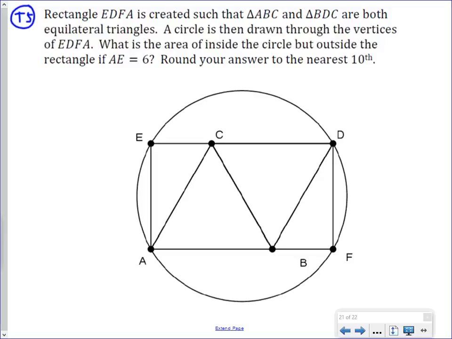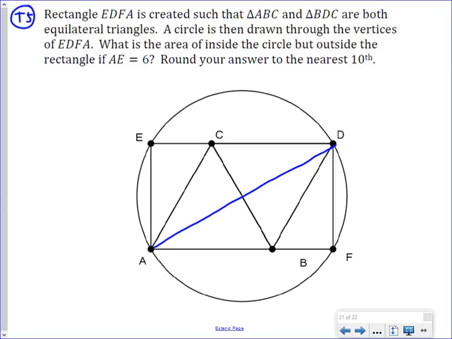The problem is target number 5 for this 2016 Sycamore Math Invitational. You're given a rectangle. The first thing you need to know about this problem is that when you have a rectangle inside a circle, if you draw in a diagonal, that diagonal is a diameter of the circle. And that is the really key fact that you need to know.